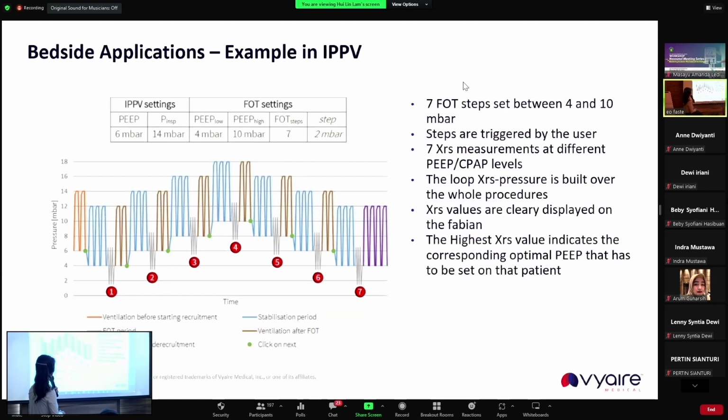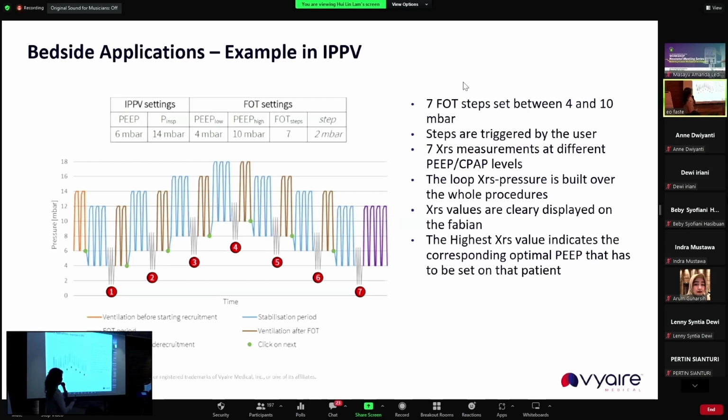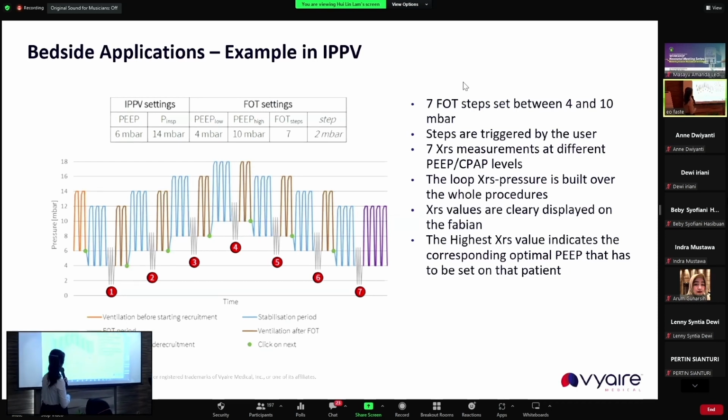So again, this is an example where they increase the FOT steps from 4 to 10 in 7 steps. So it will go 4, 6, 8, 10. And then from 10, 8, 6, it will go back to 4 for the patient. So here they go down to the PEEP of 4 and send a FOT signal. And then go to PEEP of 6, FOT signal. PEEP of 8, FOT signal.